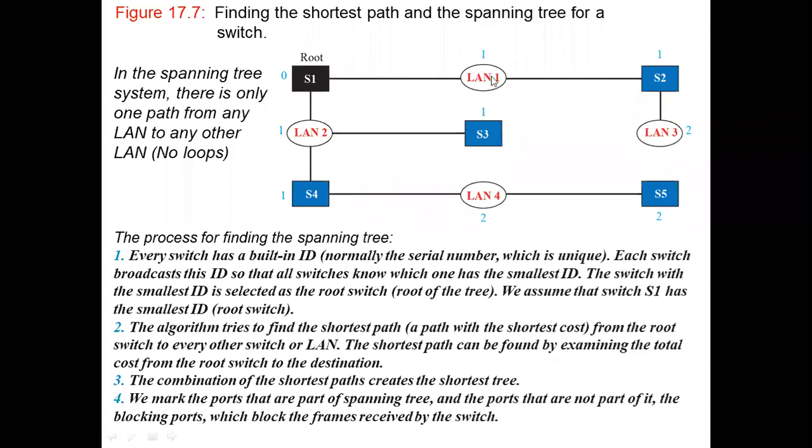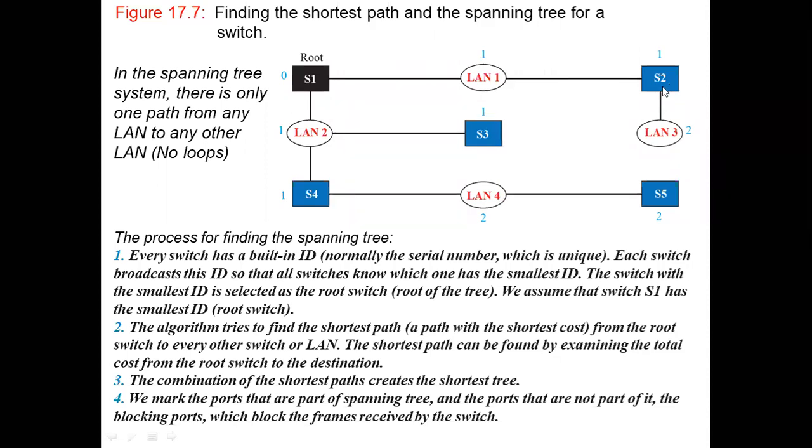Similarly, from LAN 1 to switch 2, the hop count is 0, right? So from here to here, initially the cost was 1. So 1 plus 0, we can assume it as 1 itself. So this cost will also be equal to 1.